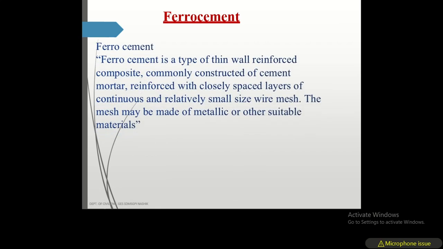Ferrocement is a type of thin wall reinforced composite commonly constructed of cement mortar reinforced with closely spaced layers of continuous and relatively small size wire mesh. The mesh may be made of metallic or other suitable materials. So what happens in ferrocement? There is a wire mesh, which is filled with or poured with cement mortar. Combined together we call it ferrocement. Ferrocement means cement mortar with reinforced wire mesh.